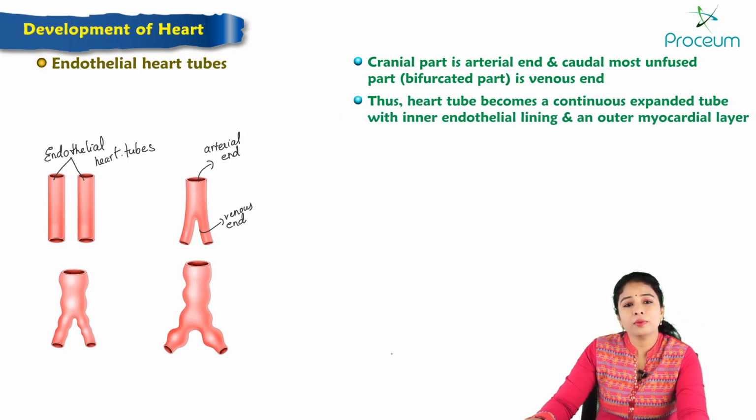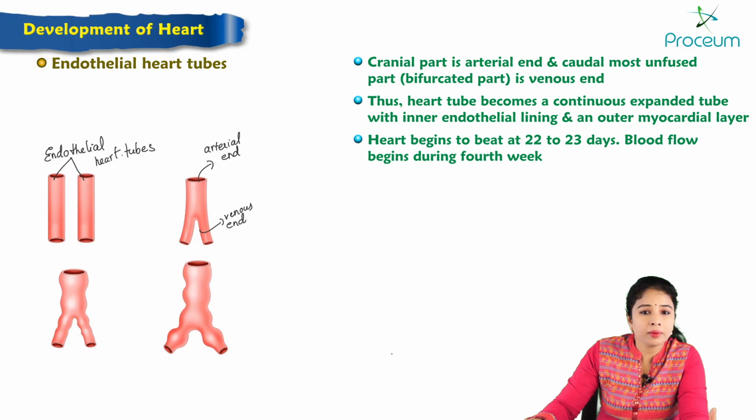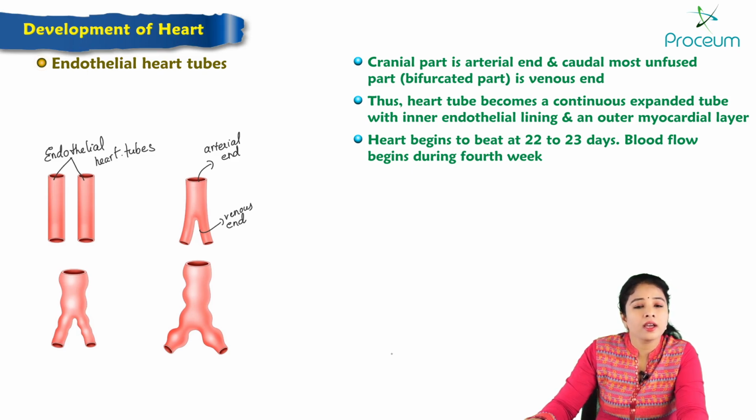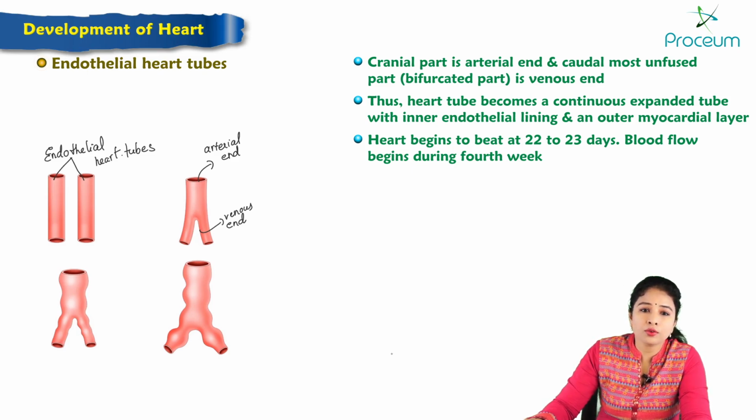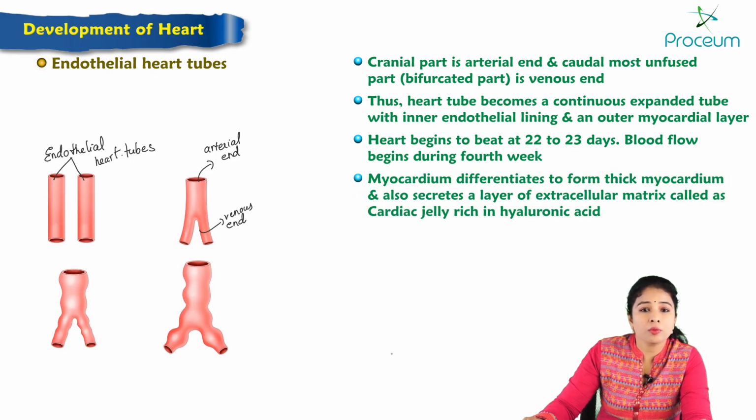So this heart tube becomes a continuous expanded tube with an inner endothelial lining and an outer myocardial layer. The heart begins to beat by 22 to 23 days, and blood flow begins during the 4th week of intrauterine life. The myocardium differentiates to form a thick myocardium and also secretes a layer of extracellular matrix called cardiac jelly, which is rich in hyaluronic acid.